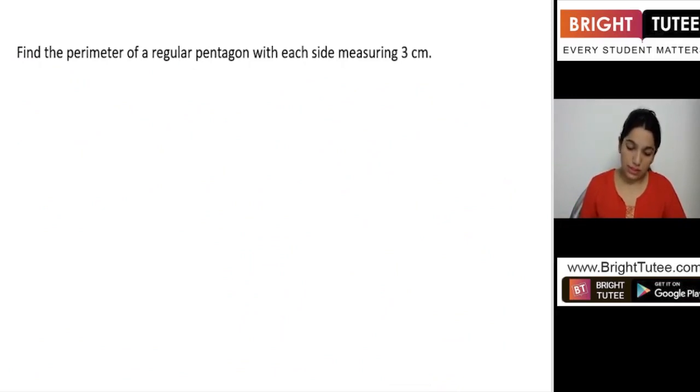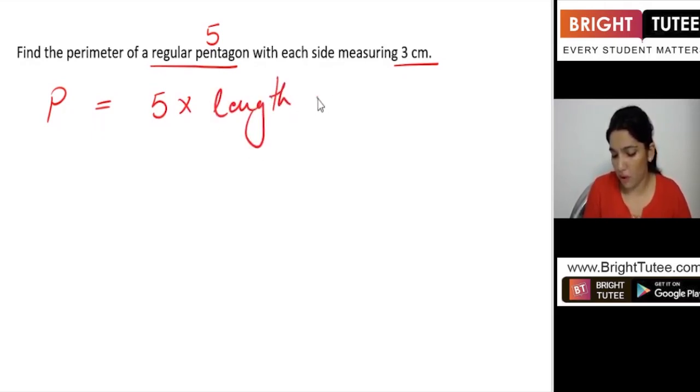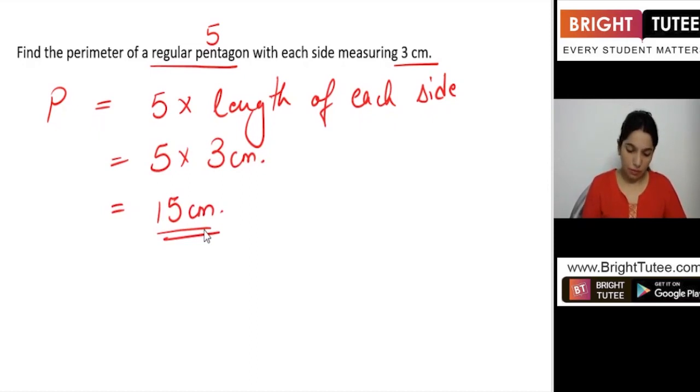Moving to the next question, it says find the perimeter of a regular pentagon. Pentagon, I hope you know, has 5 sides, and because this is regular, all the sides are measuring the same, that is 3 centimeters. So what is the perimeter of a pentagon? 5 sides, so 5 times the length of each side. What is the length of each side given to us? It is 3 centimeters. So the answer is 15 centimeters. Simple. Moving to the next one.